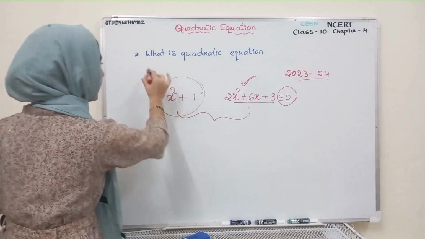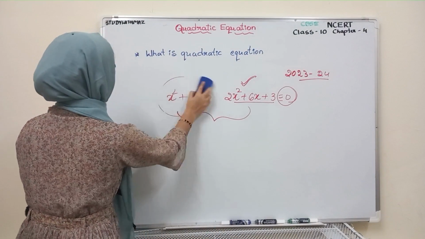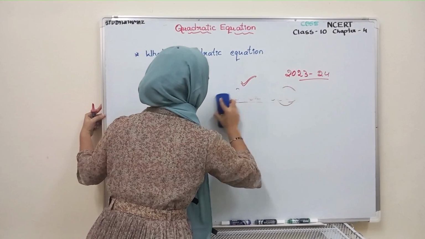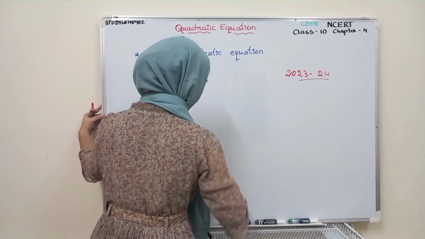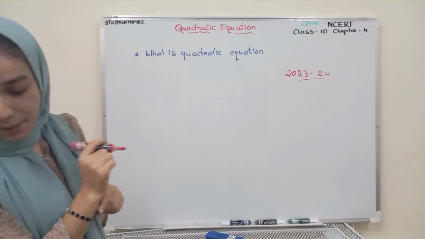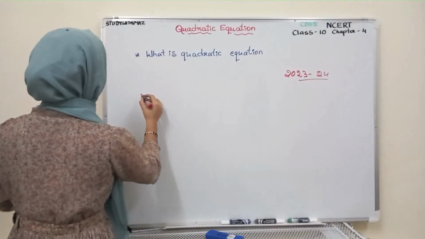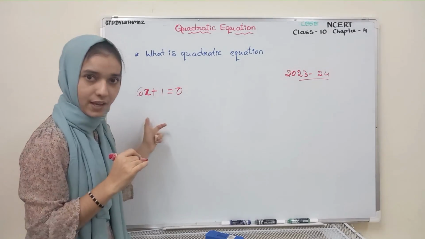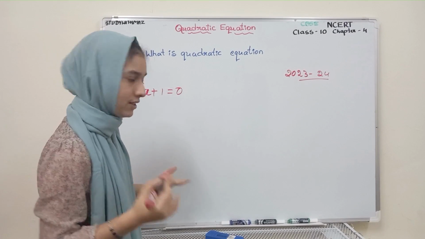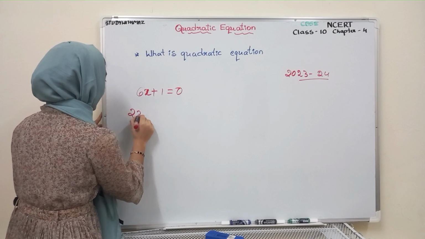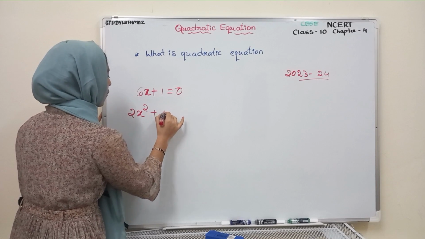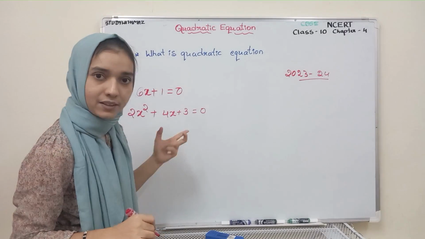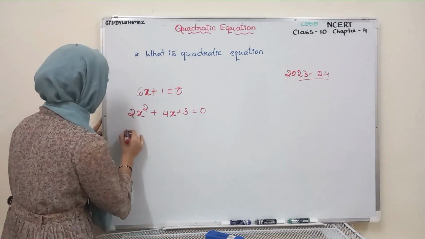Okay, now let us move. What is quadratic equation? Equation में भी अलग अलग types हैं. Okay, so in this lesson we are going to study about the quadratic equations. Let me write some examples here. Okay, 6x plus 1 equal to 0. This is equation. Why? Because it is having equal to sign. Yes. 2x square plus 4x plus 3 is equal to 0. This is also another kind of equation.